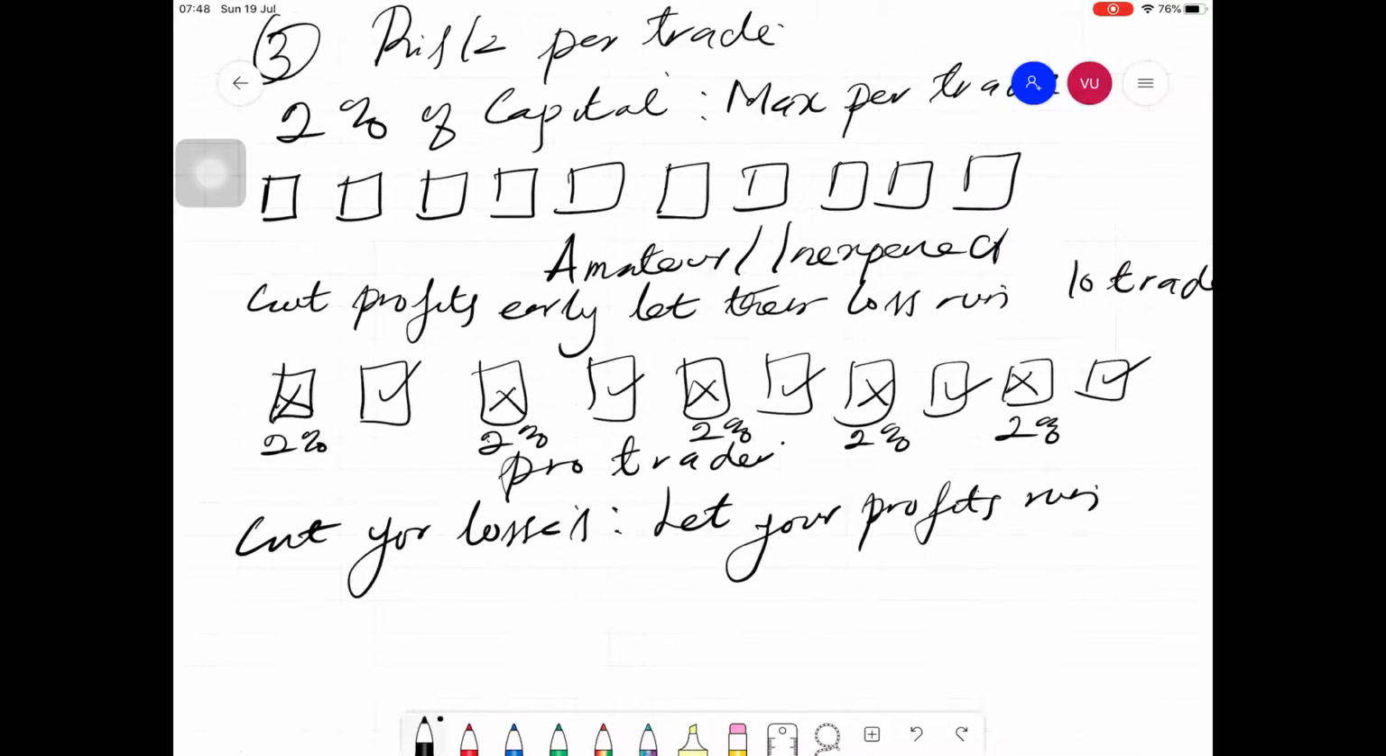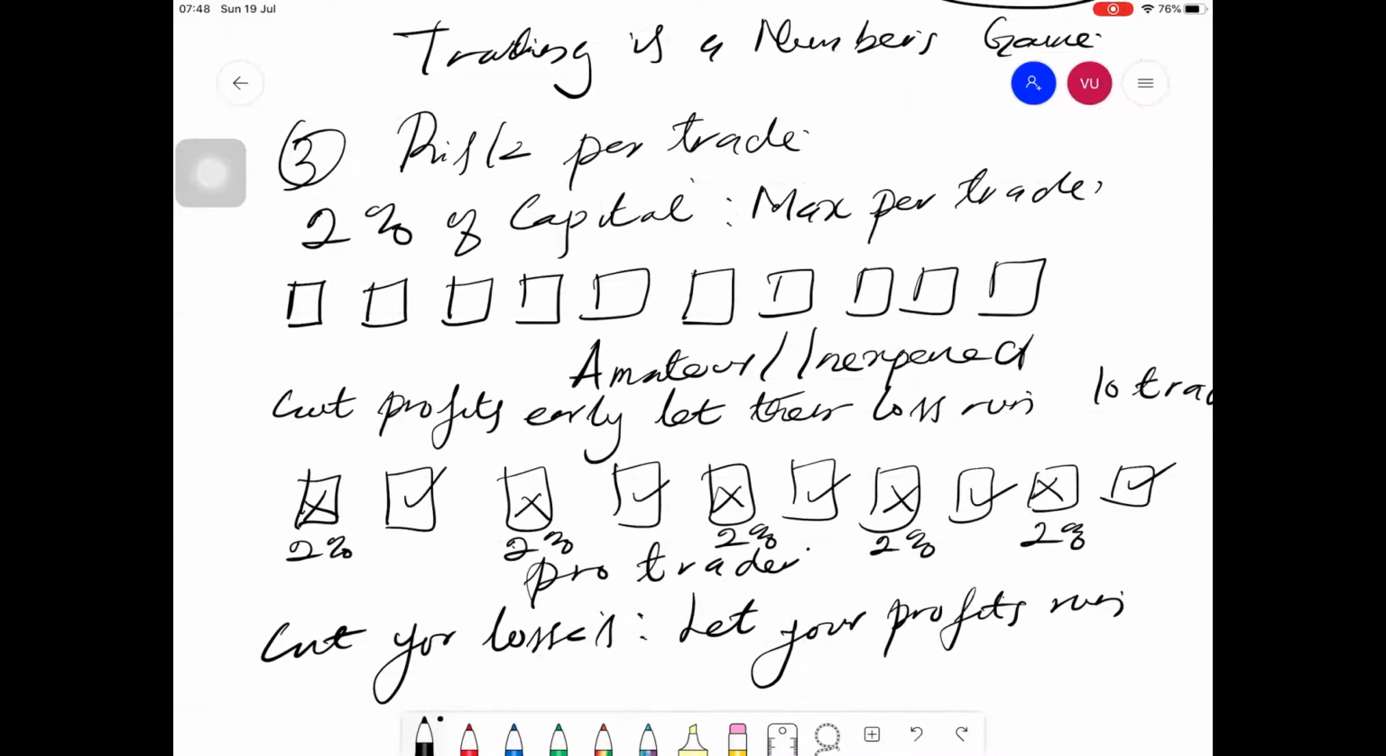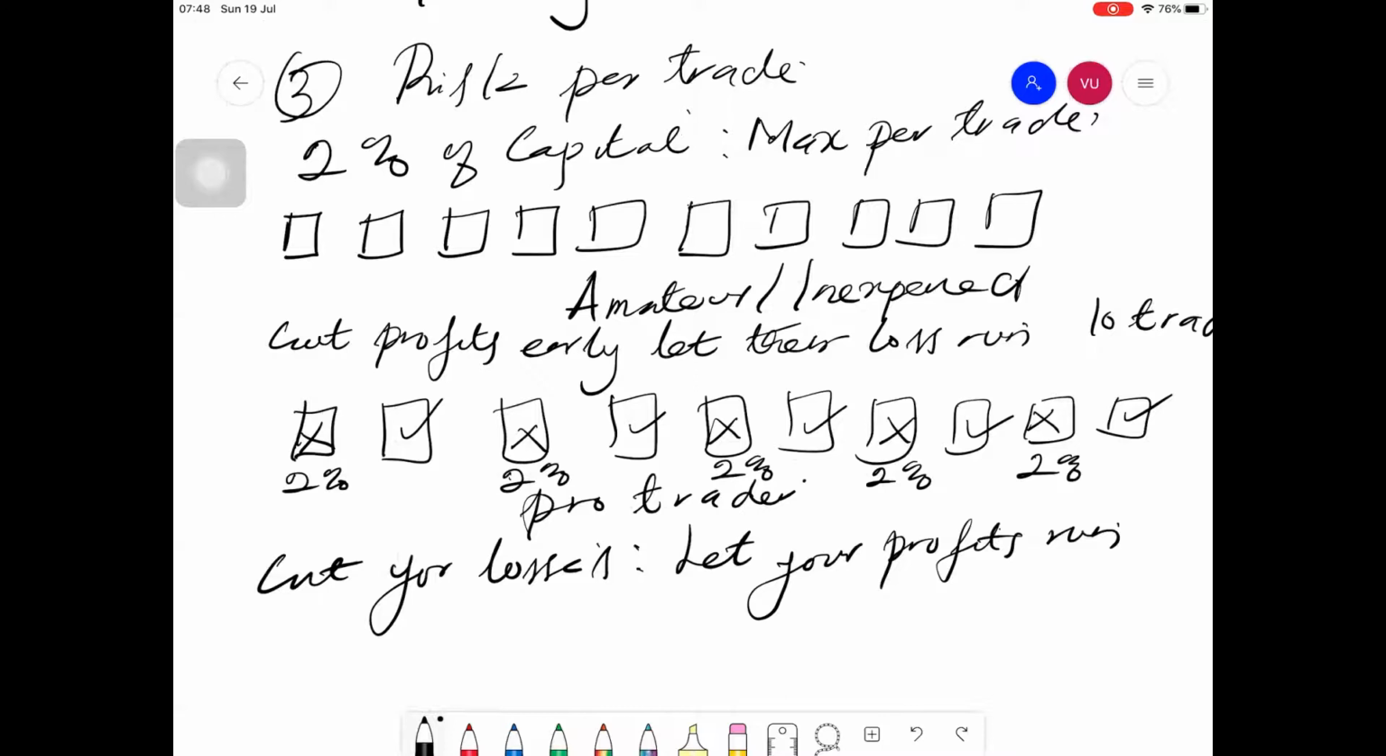And that is the reason why I'm showing you this calculation, so you will see the secret to making money from the market. So for this winning trade, he makes 8% each, 8 times 5, net profit is 40%.